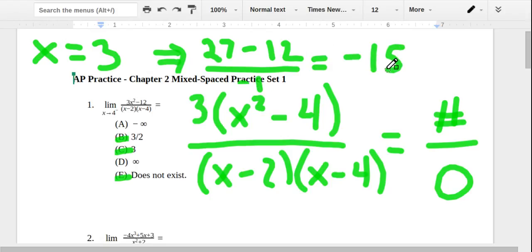That negative 15 is pretty negative, and for me, good enough to say that we're going to approach negative infinity since there's no weird behavior going on with this particular function. So my final answer is negative infinity, A.